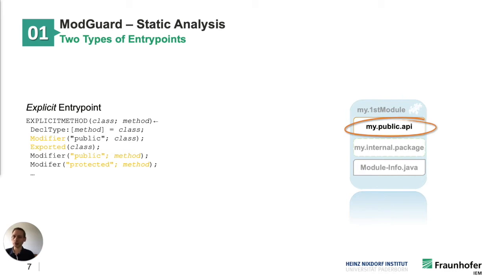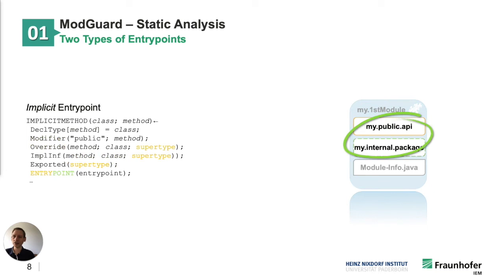Implicit entry points, on the other hand, are methods that are declared in exported or internal packages and that become accessible as a result of the invocation of another entry point. And these methods must override or implement exported interfaces.